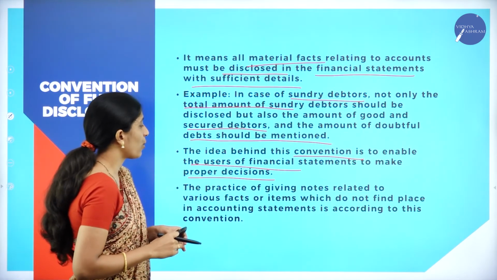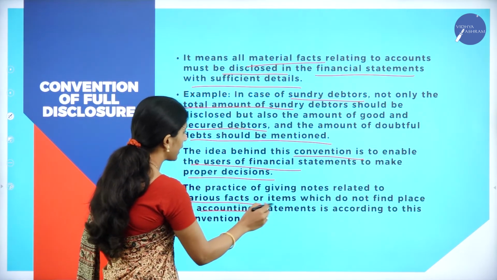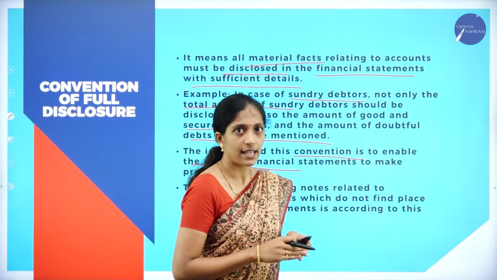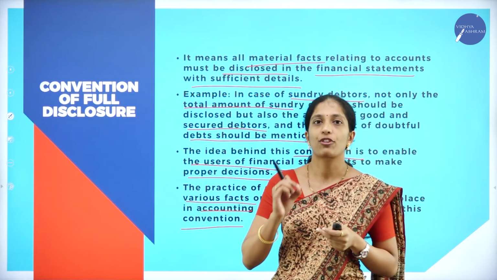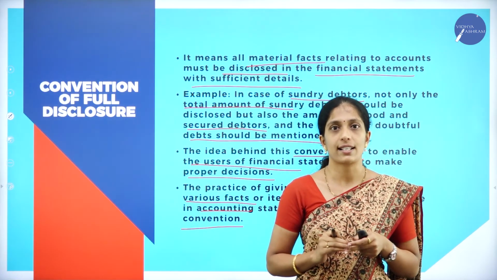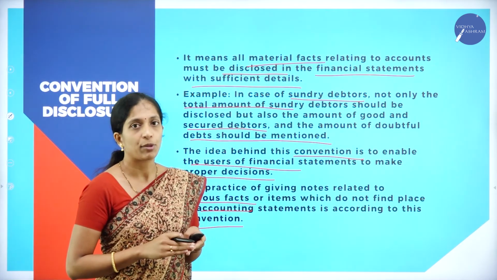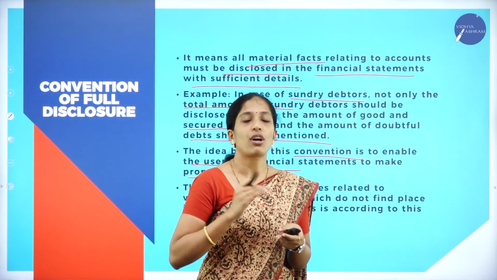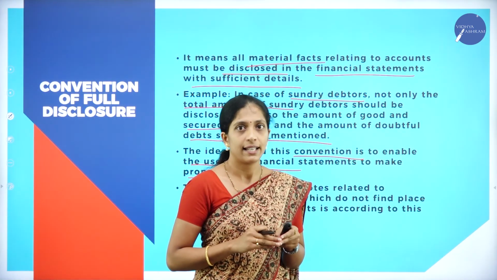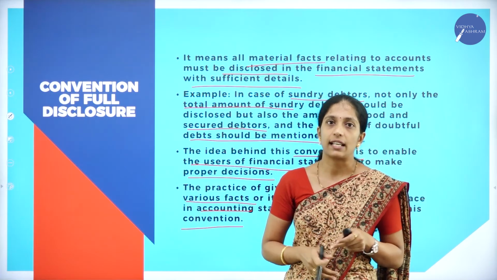The practice of giving notes related to various facts or items which do not find a place in the accounting statement is according to this convention. So what does this convention tell? If any information is missing, then we have to give a proper note. If all the information is there, then we have to correctly record that in the books of account, so that the financial information will be correct and can be directly communicated to the users. That is the convention of full disclosure: we have to disclose every item relating to a particular asset and liability. We should not ignore any of the items unless it is insignificant in nature.